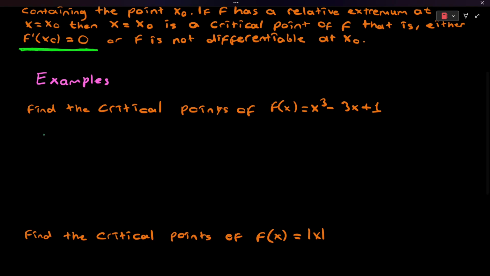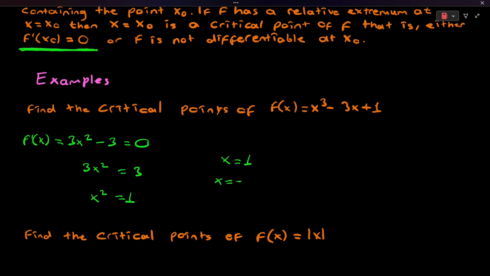This is a polynomial. I can differentiate this everywhere. Let's differentiate. F derivative x is 3x squared minus 3. Let this be equal to 0. 3x squared is equal to 3. Divide both sides by 3. X squared is equal to 1. X is equal to 1 and x is equal to negative 1. So the roots of the derivative are 1 and negative 1, which are also my critical points.